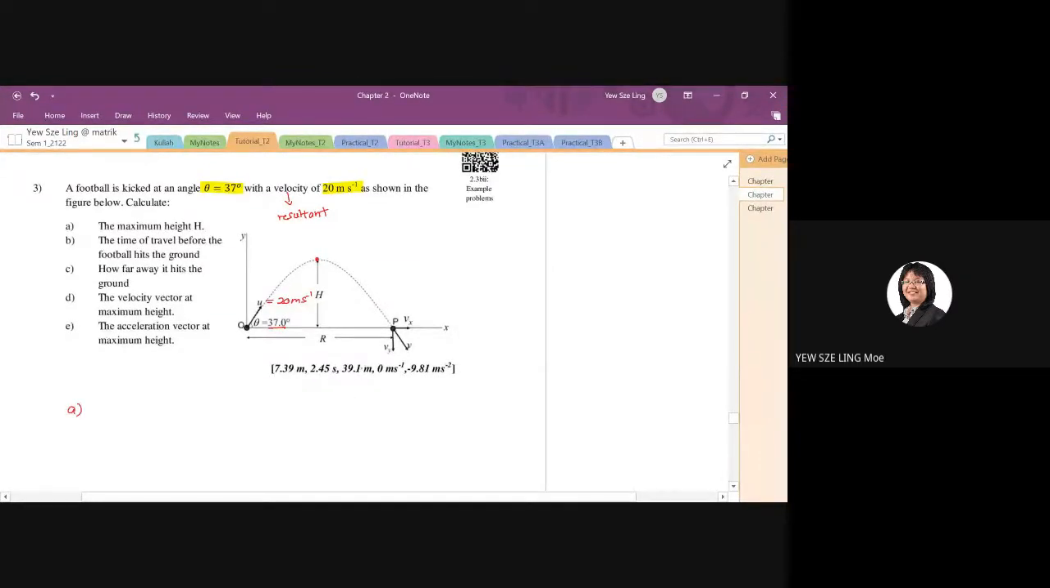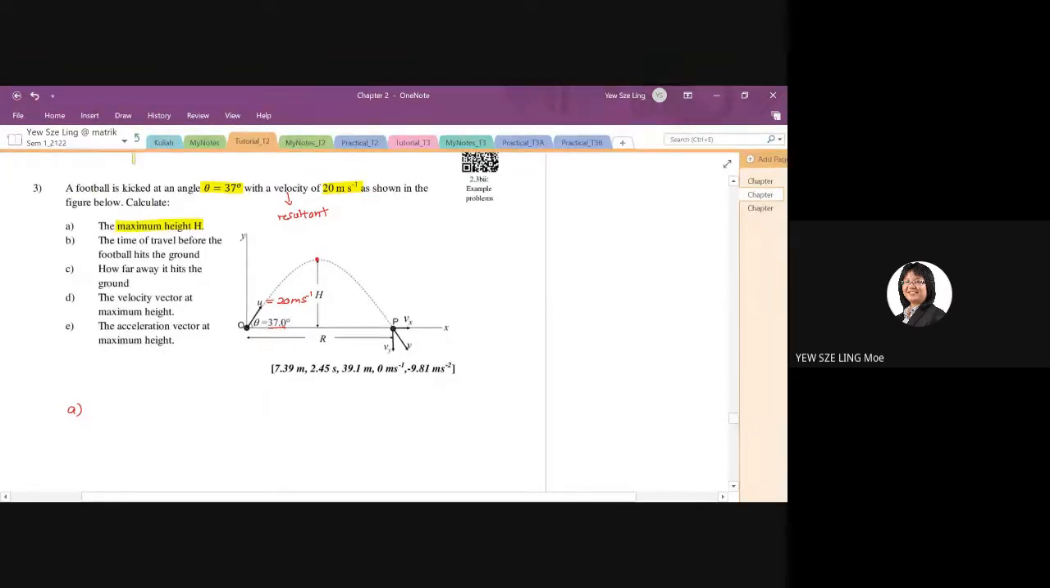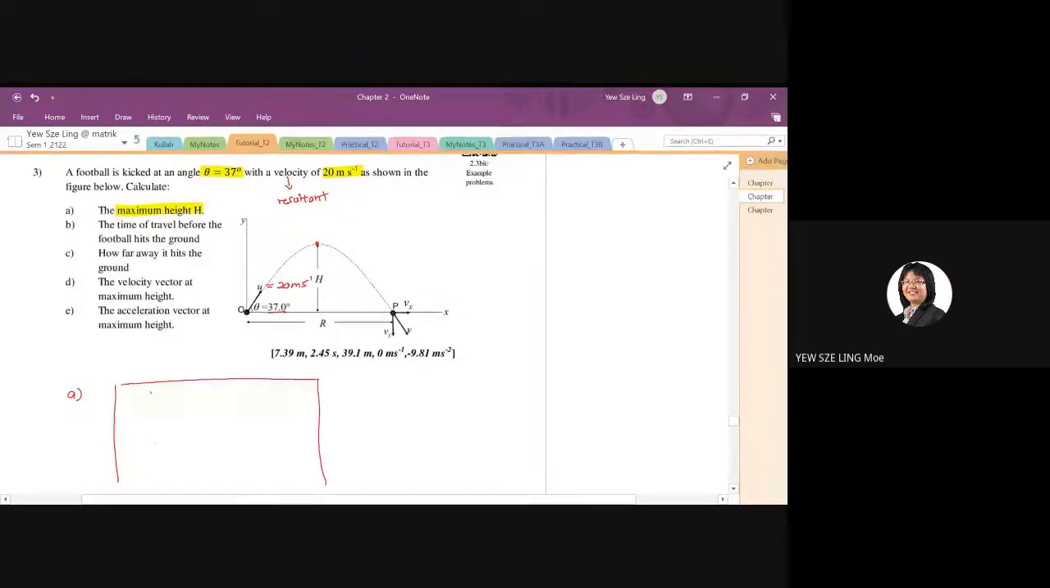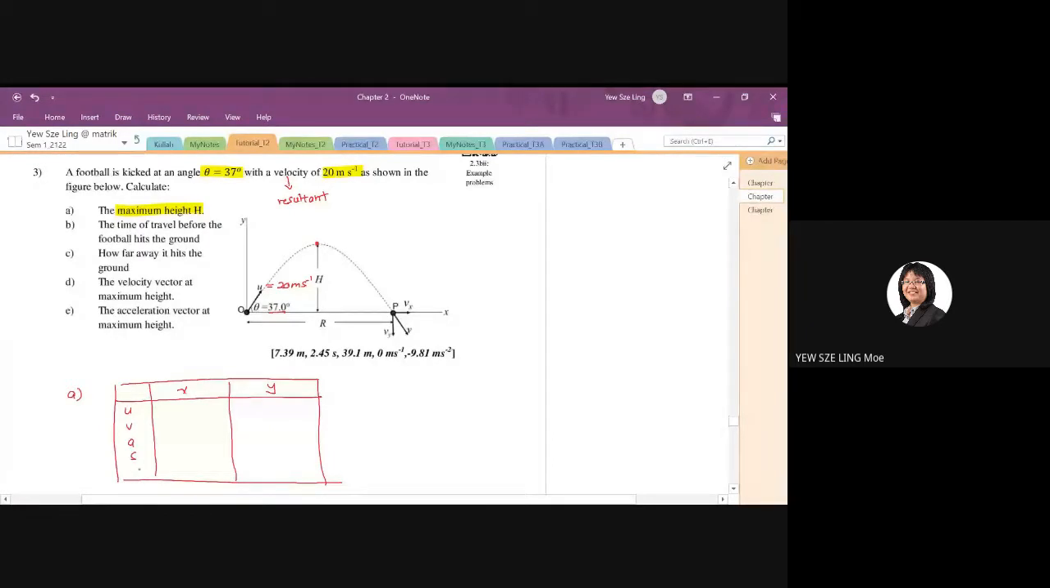Now, for this question, you are going to use 2 different tables. Okay, 1 table for maximum height and 1 table for final position. So obviously, for question A, you need the table for maximum height. So let us do a table first. So this is a table. Okay, so vector, x component, y component. So we have x, we have y, and then u, v, a, s, t.